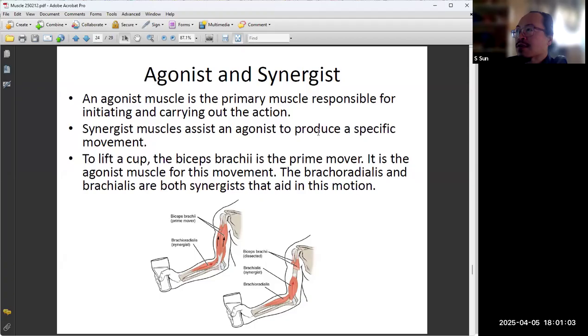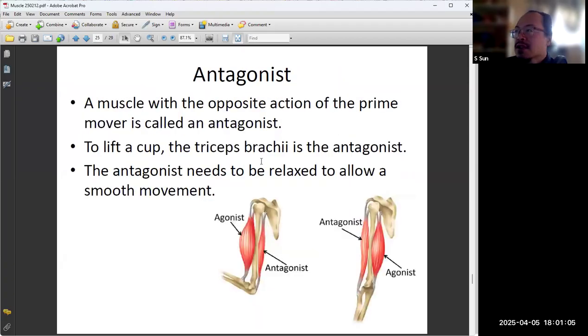We also have another group of muscles for that action. That is the opposite side of this muscle. In order to make this movement smooth, we need to relax the other side of the muscle. So the other side of the muscle is not the agonist. We call it the antagonist. Anta means against. When they contract, they do the opposite thing as this muscle does. And so this is called the antagonist.